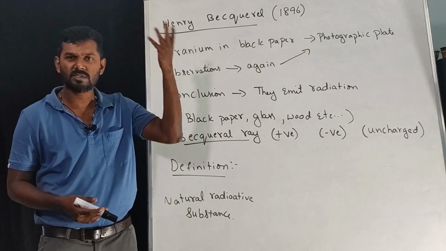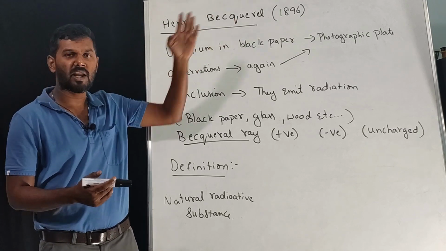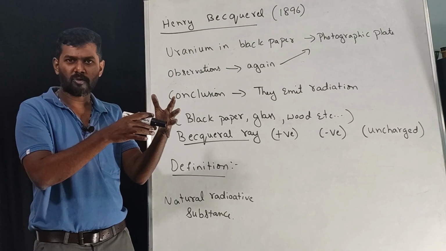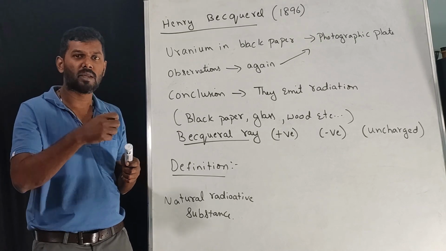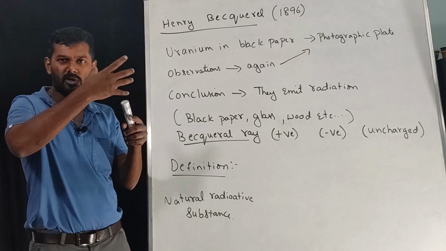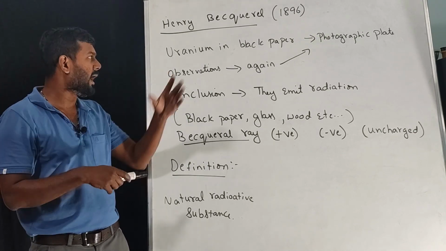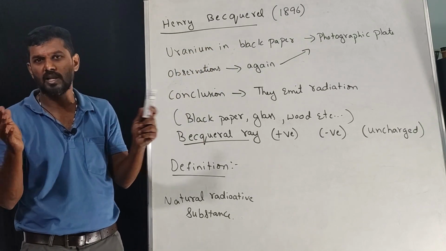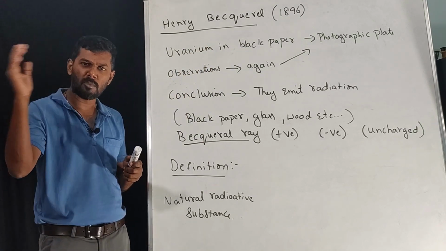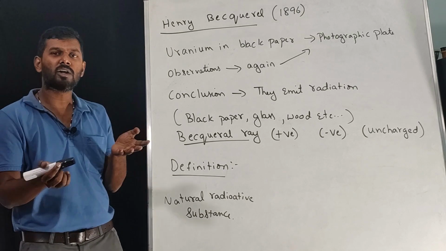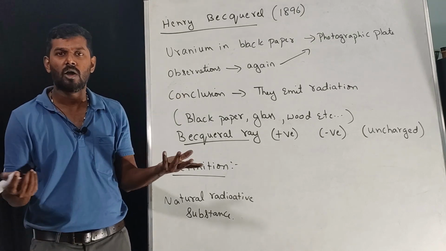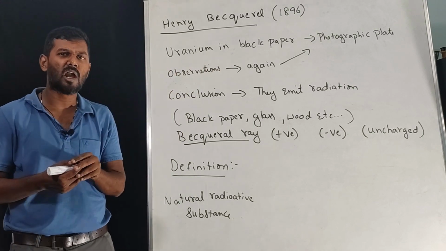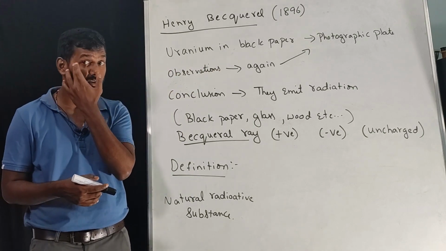So Henry Becquerel, it was an accident actually. In 1896, he left some photographic plates and some uranium salts which were wrapped by black paper in his lab. After coming back the next day, he got to know the photographic plates were damaged. It was affected by something, and he did not know by which substance it was damaged.